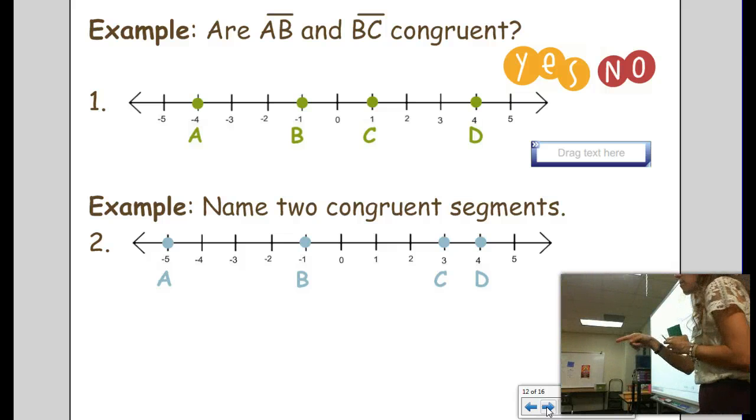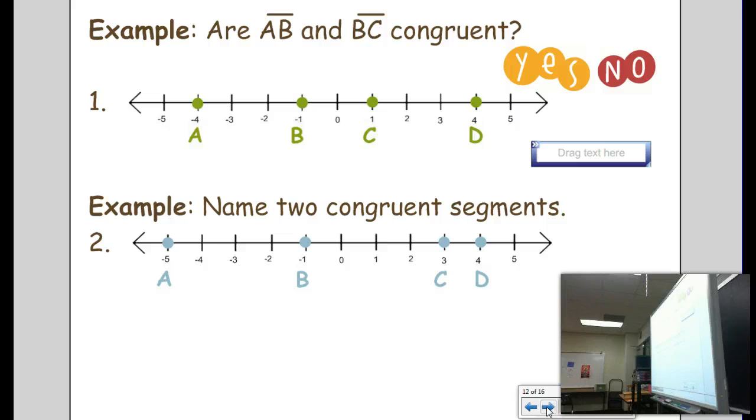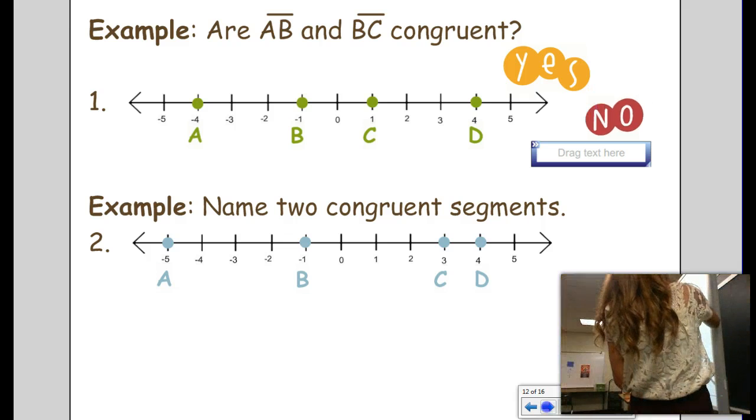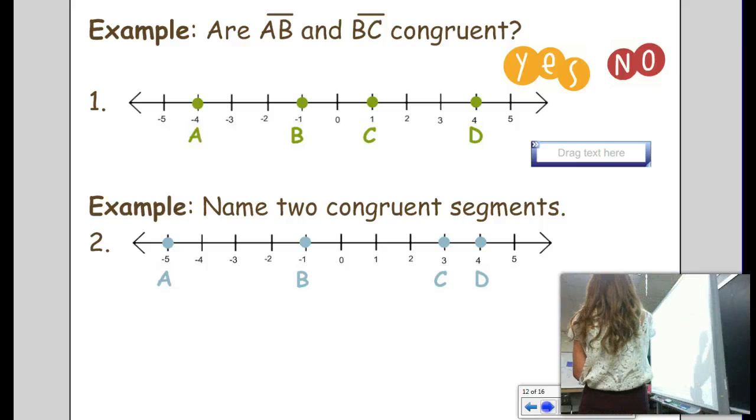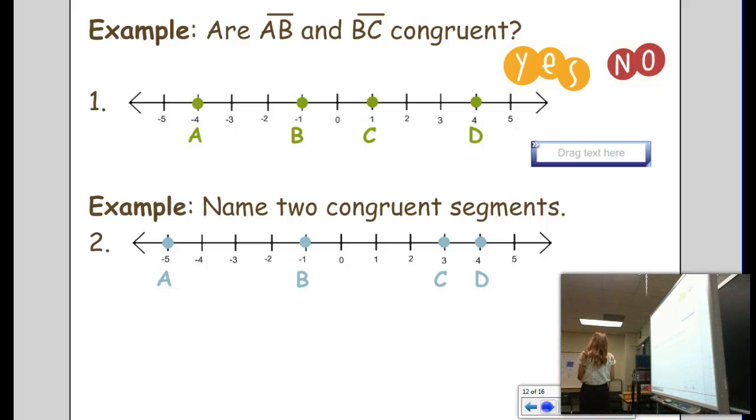All right, are you looking at your number line? You have these on your paper. It's a yes or no question. Are AB and BC congruent? Don't say the answer out loud. I'm going to call a name, and whoever's name I call needs to take the yes or the no, whichever one you think is correct. You're going to drag it and drop it in that text box, and it'll tell you if you're right or wrong. Okay? You're not using a ruler, you're using the numbers.